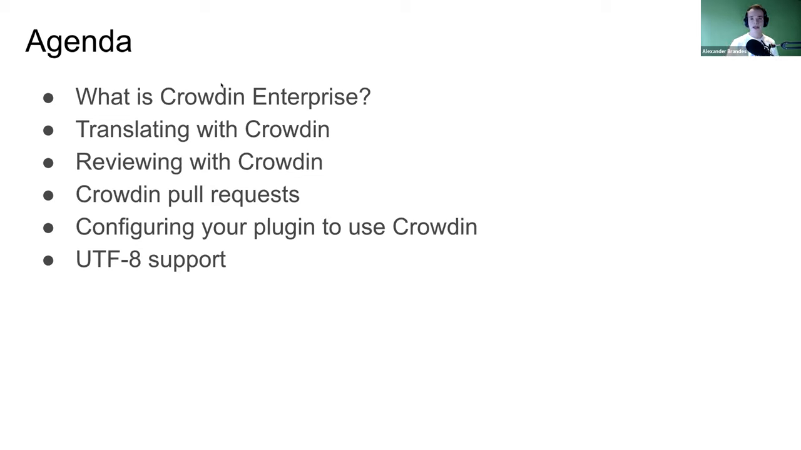Then I will take over again and show how we review something on Crowdin. Followed by that, we will see the approved strings, how they land on GitHub. And after that, I will give a quick rundown of how a plugin maintainer would configure the repository on GitHub in order to be able to use crowdin.jenkins.io.